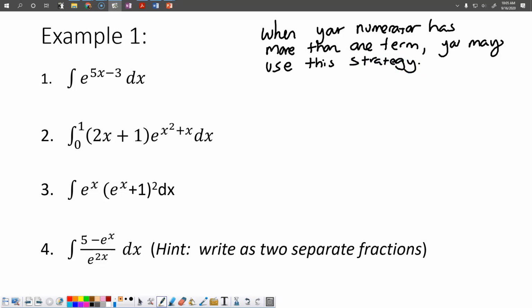So when your numerator has more than one term, you might use this strategy. In this case, I have more than one term in the numerator of this fraction. Whenever that happens, the strategy is to split the numerator up so that you end up with two separate fractions. So here's what I mean by that. Instead of 5 minus e to the x all over e to the 2x, we could split that up into two separate fractions.